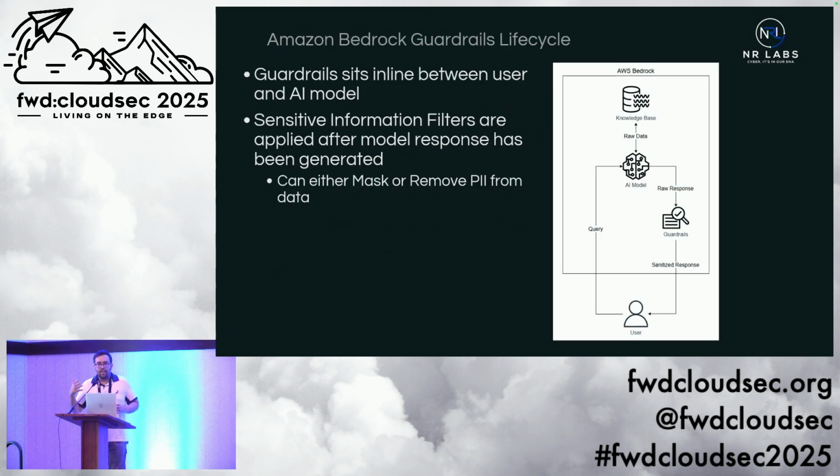Okay, and this is essentially the life cycle of how Bedrock looks when you have guardrails set up. The user does their query, it goes to the AI model, which is configured with the system prompt and such. It'll connect to the knowledge base for its data, for RAG, and then the raw response goes through guardrails, for example, the sensitive information filter, and then it's applied, and then the sanitized response is sent back to the user. So guardrails sits in line between the user and AI model. And you can either mask or remove PII from the data, so there are two different options of how you can configure it.